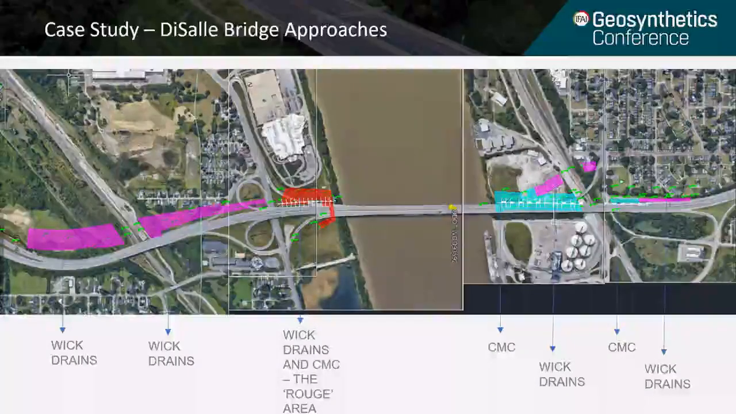In light blue on the right side, which is the north approach, were CMC rigid inclusion zones to support the tallest retaining walls and embankments on the project in excess of 40 feet high. Finally, in red on the left side at the south approach is the area I'm going to focus on for this case history. In that area, CMC rigid inclusions and wick drains were designed within the same area in a unique soil profile known as rouge.